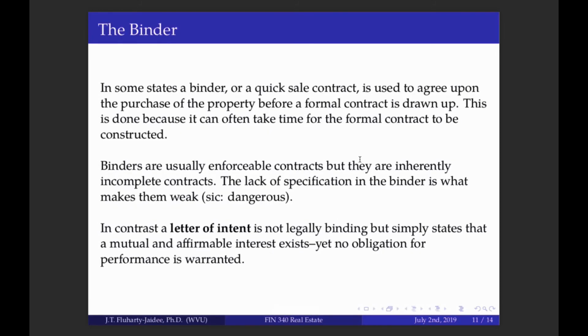In some states where it is legal to use a binder, many real estate agents will have a quick sale contract which says that you, the buyer, and the seller have come to an agreement for a specific price to buy this property. And this is called a binder. It doesn't list anything else. There are no other riders or clauses to consider here. Just you agree to buy this property.